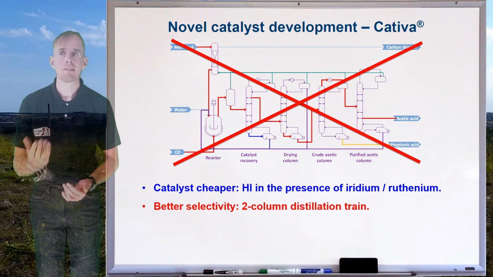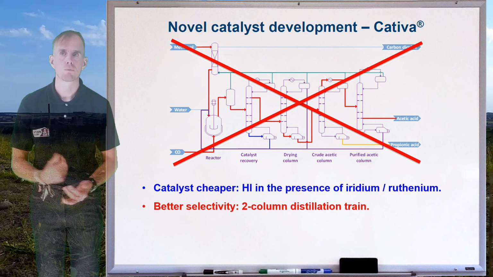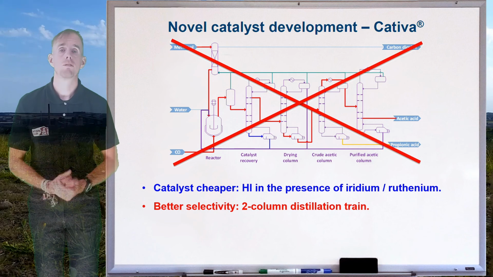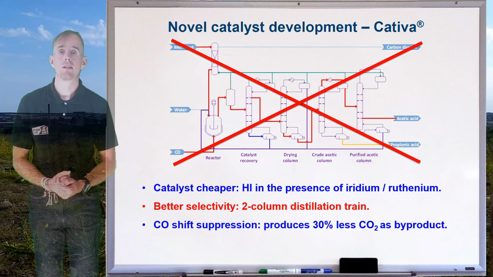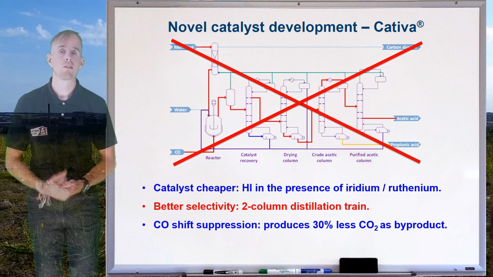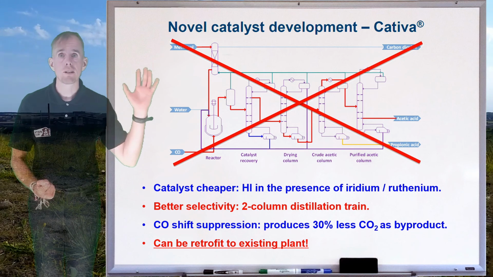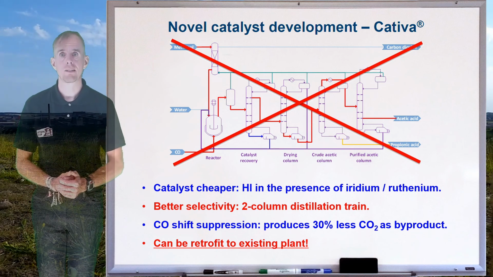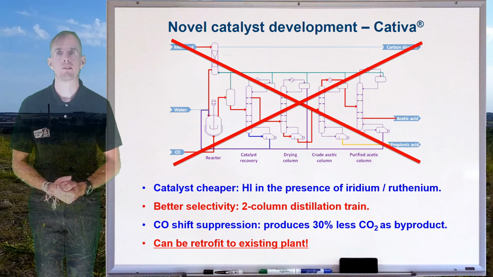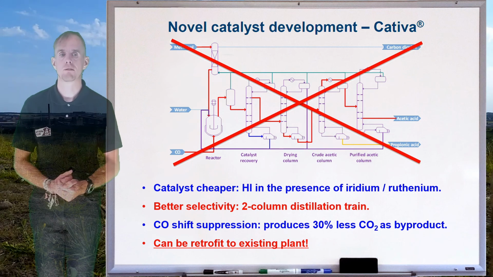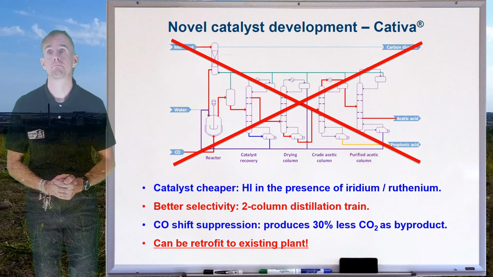Moreover, it had better selectivity. Less byproduct was produced, only 2 distillation columns were needed. The really nice thing is that the environmental performance was better. Carbon monoxide shift was suppressed, 30% less carbon dioxide waste was produced as a result. The nicest thing of all was that the Cativa catalyst could be effectively retrofit into existing acetic acid plants. Let's see how they did it.